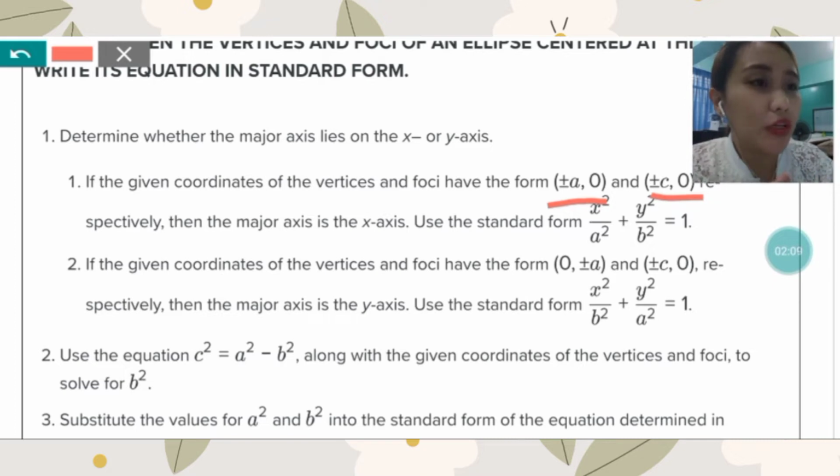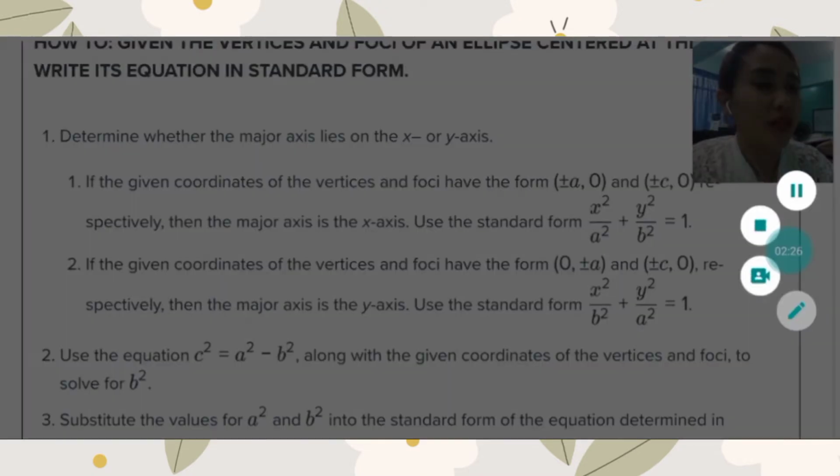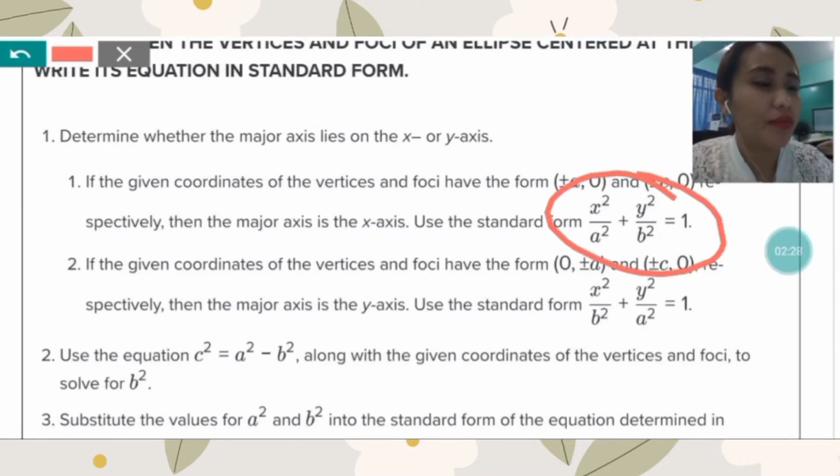Why? Because we have coordinates of the x-axis, meaning the points are located on the x-axis. So by that, we will be using the standard equation x squared over a squared plus y squared over b squared is equal to 1.